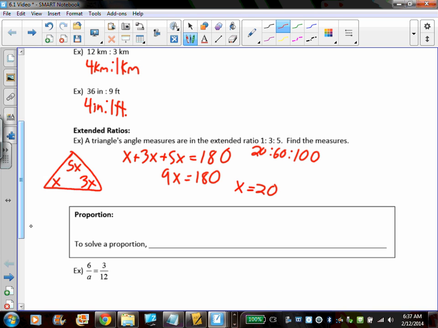A proportion, down here, next term, is a comparison of 2 equal ratios.